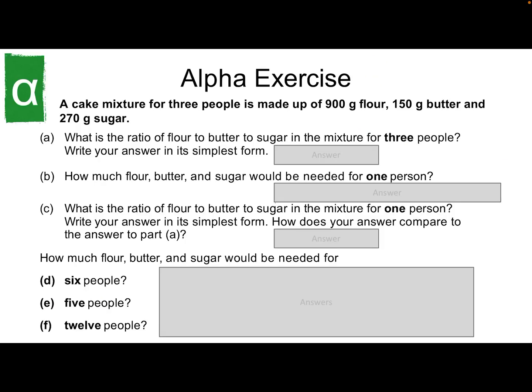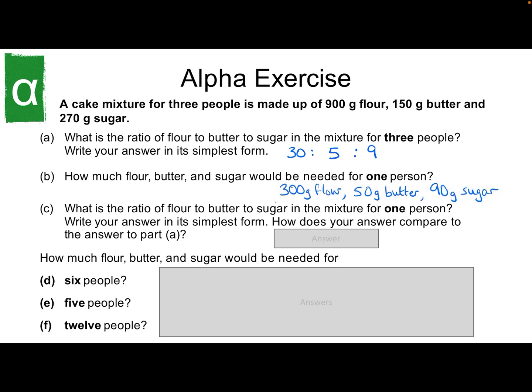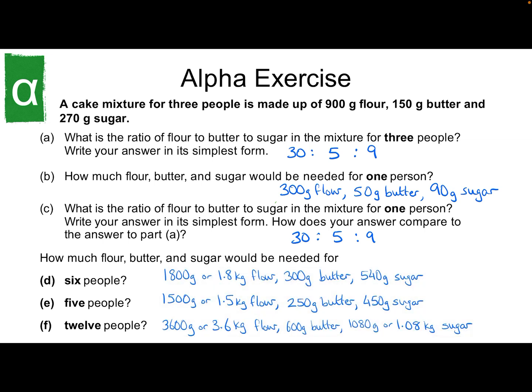Right. Have a go at these questions here. Stop your video and have a go, and then I'll reveal the answers. Okay. So there's the ratio in its lowest form. For 1 person, we need 300 grams of flour, 50 grams of butter, 90 grams of sugar. Okay, seems that you've got the same answer there. Okay, and so there are the amounts of each ingredient that you need for differing amounts of people, 6, 5 and 12 people. Any problems with it, let me know. If you've got any wrong and you don't know why, just let me know.